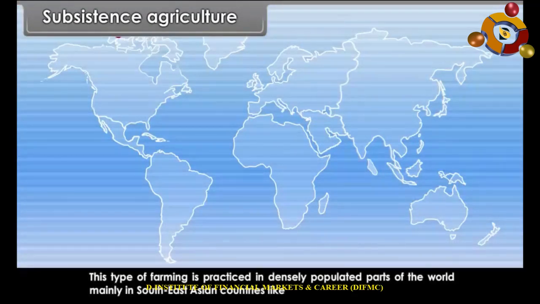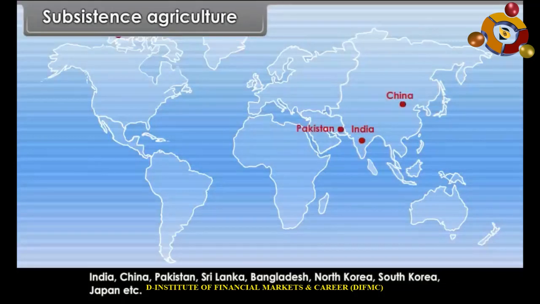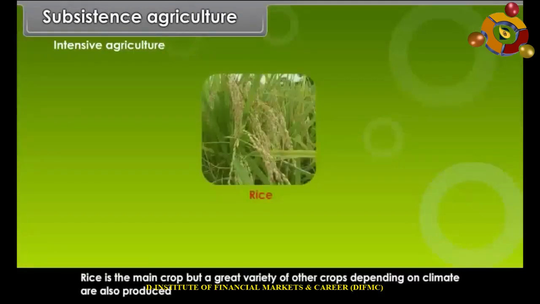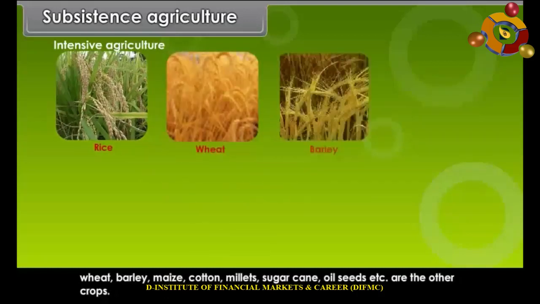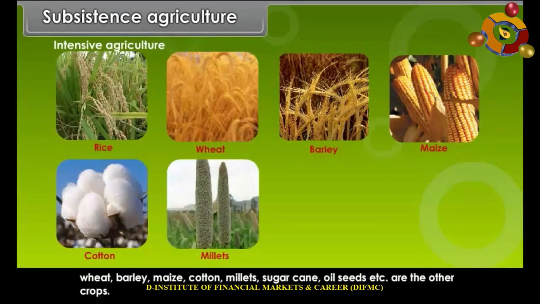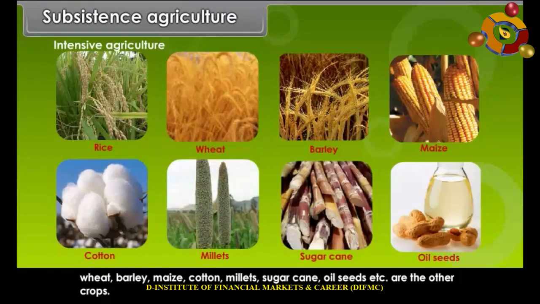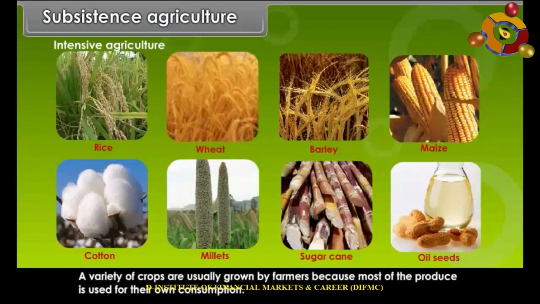This type of farming is practiced in densely populated parts of the world, mainly in Southeast Asian countries like India, China, Pakistan, Sri Lanka, Bangladesh, North Korea, South Korea, Japan, etc. A variety of crops are usually grown by farmers because most of the produce is used for their own consumption.